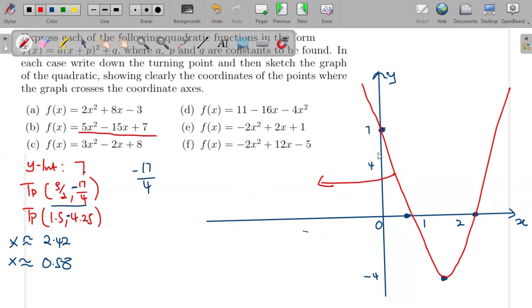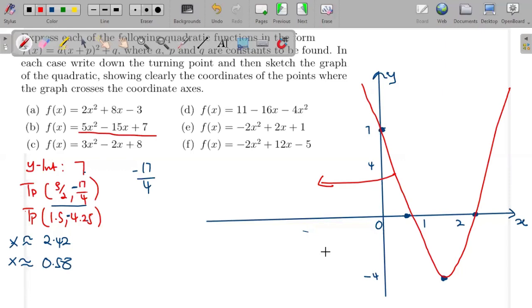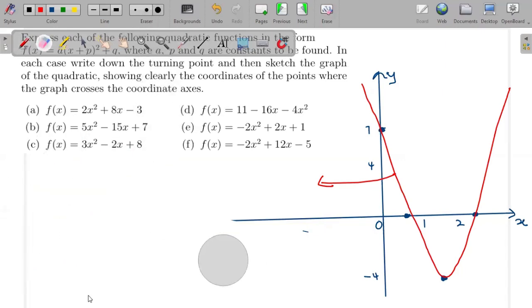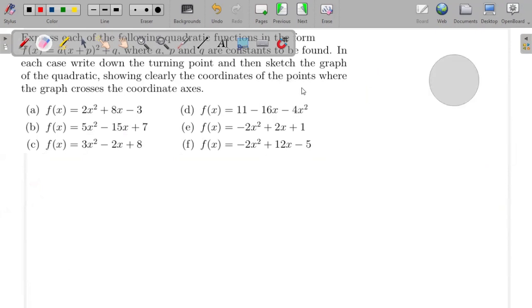So now let's look at another example. Here we looked at question A and B, and you can see that C will actually follow the same pattern. So let's look at something different, like this one here that has a negative in front there.